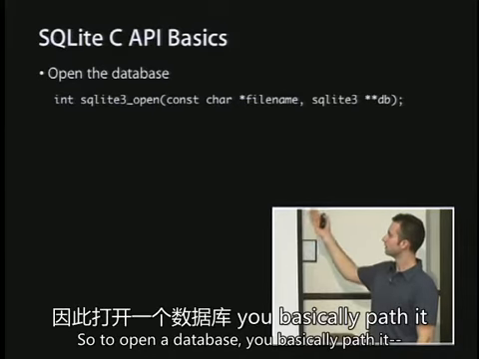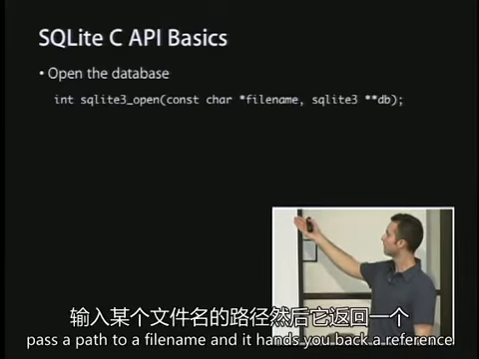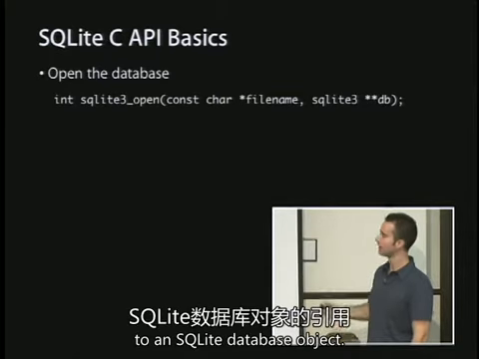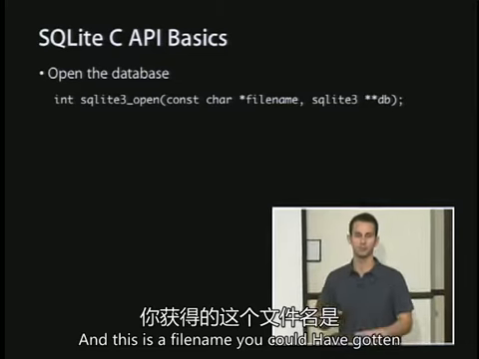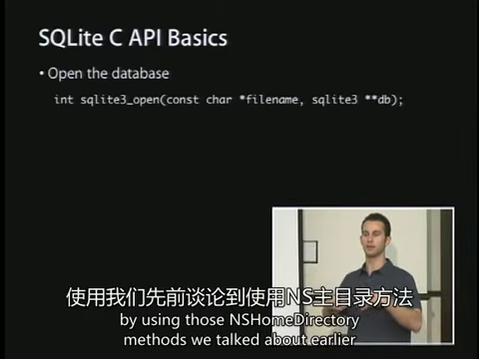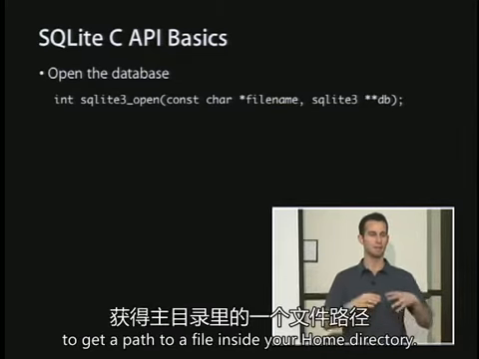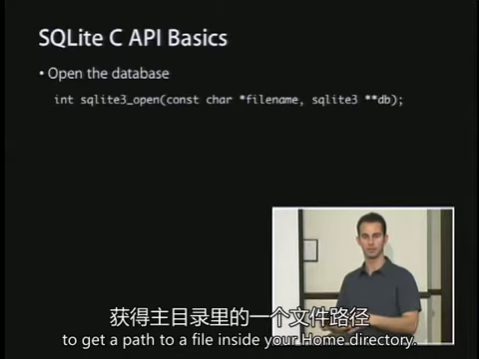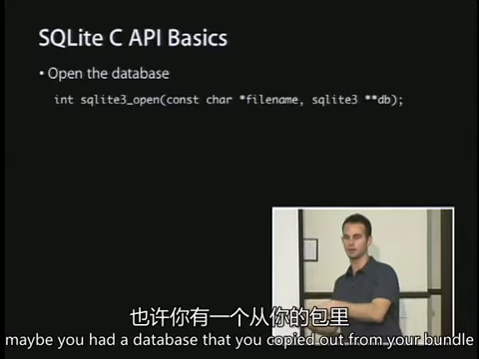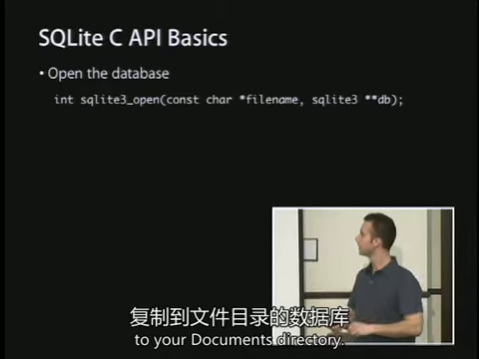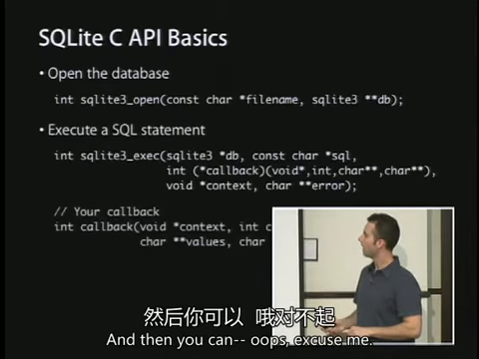So to open a database, you basically pass a path to a file name, and it hands you back a reference to an SQLite database object. And this is a file name you could have gotten by using those NSHomeDirectory methods we talked about earlier to get a path to a file inside your home directory. Maybe you had a database that you copied out from your app bundle to your documents directory.